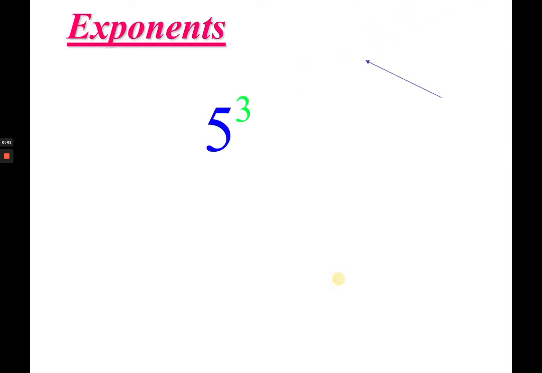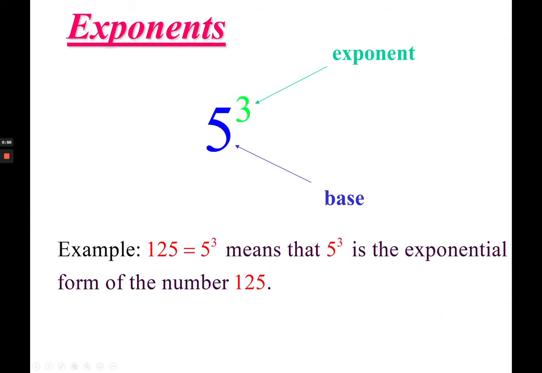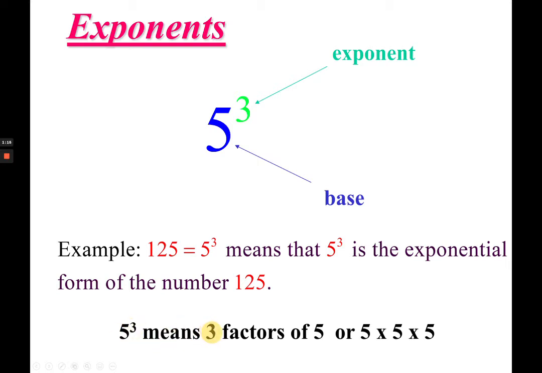What is an exponent? In this expression, 5 is called the base and 3 is your exponent. Here you have an example of 125. This can be written in exponential form as 5 with an exponent of 3, which means that 5 to the power of 3 is an exponential form of the number 125. 5 with an exponent of 3 means 3 is the number of factors of 5, which means 5 is multiplied to itself 3 times.